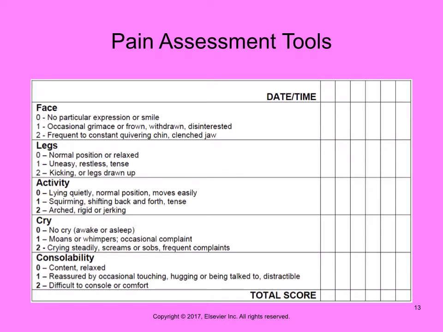And then the FLACC pain scale, behavior scale, is a nonverbal scale for children 2 months to 7 years of age. And it's based on, as you can see there, the face, the legs, the activity, the cry, and the consolability. And we usually use it for acute surgical pain.